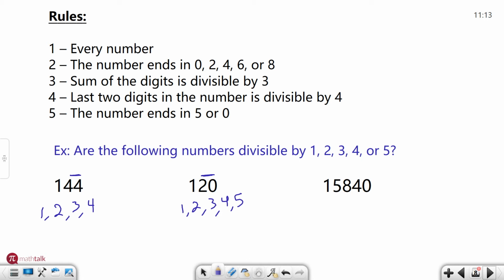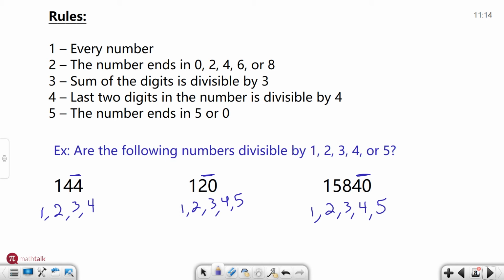All right. Let's look at a little bit larger number to see how this applies. Well, we know 1 works, obviously. 2 works because it ends in a 0. 3, if I add up the digits, 1 plus 5 is 6. 6 plus 8 is 14. And 14 plus 4 is 18. And 18 plus 0 is 18. 18 can be divided by 3, which means this whole number can be divided by 3. 4, the last two digits create 40, and 40 can be divided by 4, so that definitely works. And lastly, my number ends in a 5 or 0, which means it can be divided by 5.